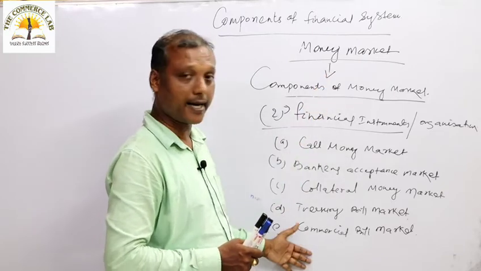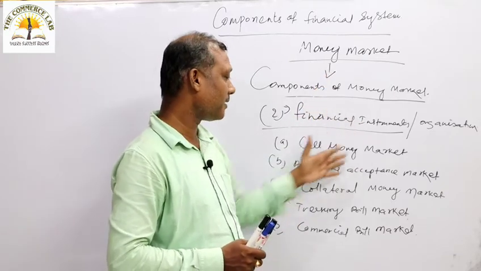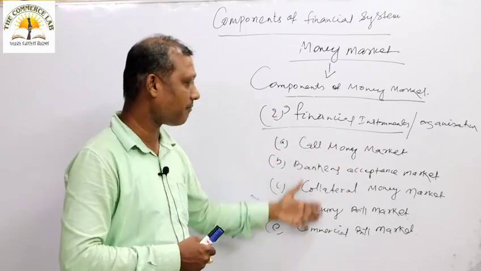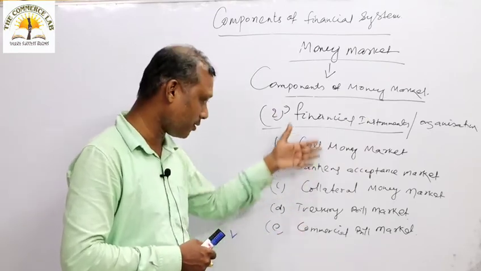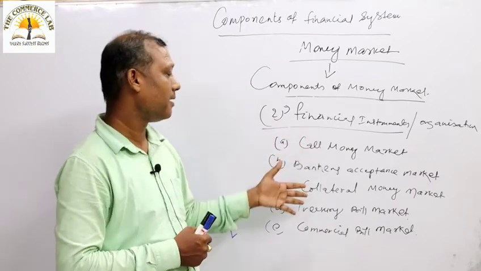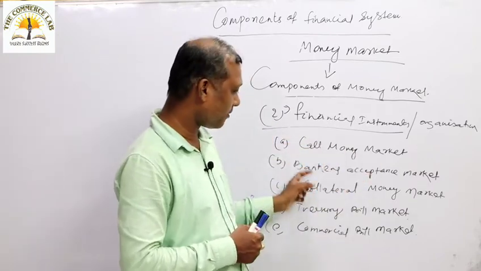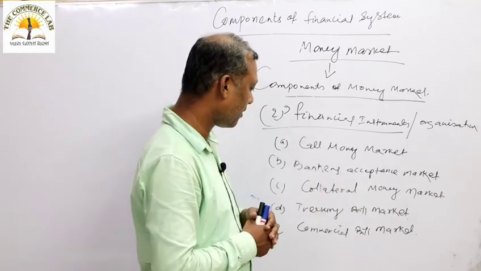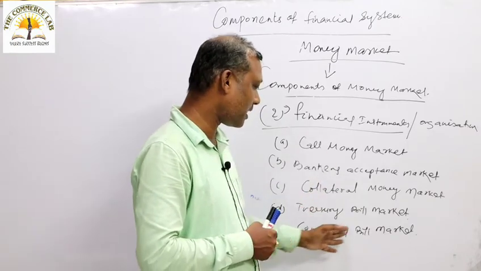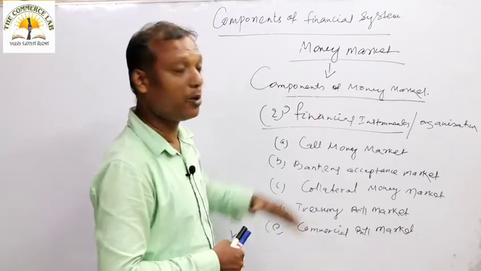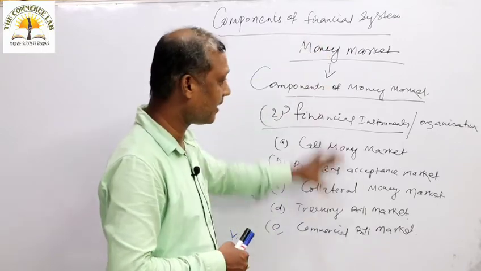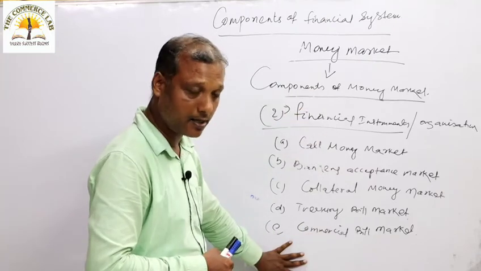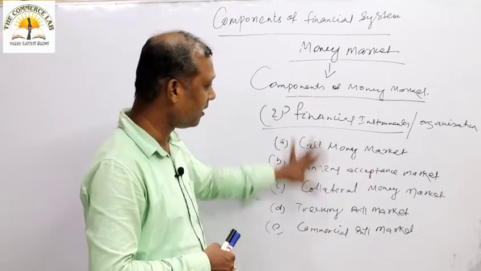Under the second heading, the financial instruments, we have discussed different types of instruments that we are dealing with in the money market. That is your call money market, then your bankers acceptance market, then your collateral money market, then your treasury bill market, then your commercial bill market. So I hope you understand the entire system, entire functioning, entire operations of components of money market actually. I hope you understand the points very clearly.